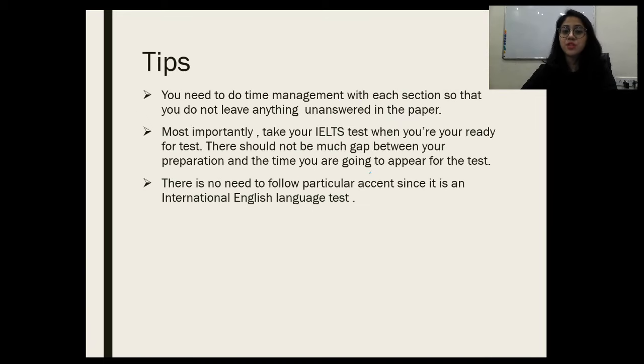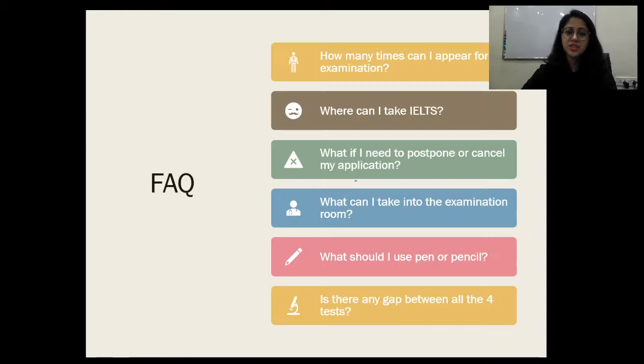Tips: you need to do time management with each section so that you do not leave anything unanswered in the paper. Most importantly, take your IELTS test when you're ready for the test. There's no need to follow any particular accent. It is an international English language test. Some of the questions that people have a problem with have all been answered today. And what can I take into the examination room? I would suggest just yourself and your passport when it comes to the computer-based test.